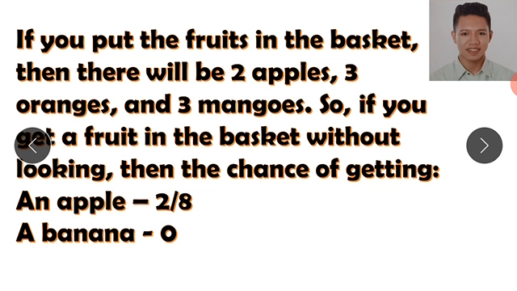Next example, if you put fruits in a basket, there will be 2 apples, 3 oranges, and 3 mangoes. In total, 2 plus 3 plus 3, we have 8 fruits in the basket. If you get a fruit from the basket without looking, then the chance of getting an apple is 2/8. Why 2/8? Because we have 2 apples, and 8 is the total number of fruits in the basket.